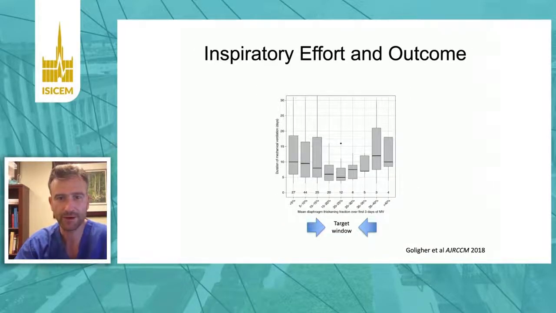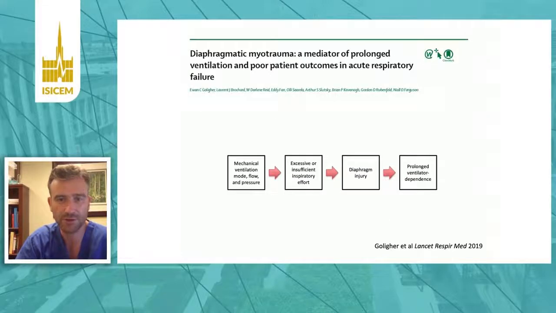Accordingly, the level of diaphragm activity measured by ultrasound was also associated with patient outcome. If both insufficient and excessive levels of diaphragm activity are associated with diaphragm injury or atrophy, you would also expect both to be associated with prolonged ventilation. That's exactly what we found in our data, suggesting that by targeting an intermediate level of respiratory effort, consistent with healthy subjects breathing at rest, we might avoid diaphragm atrophy and injury and improve outcomes for patients.